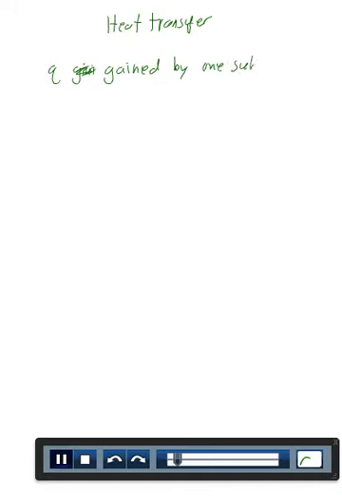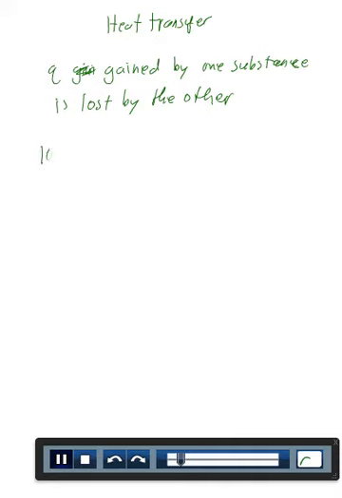As another example, let's consider heat transfer, where the heat gained, I can't spell, gained by one substance is lost by the other.